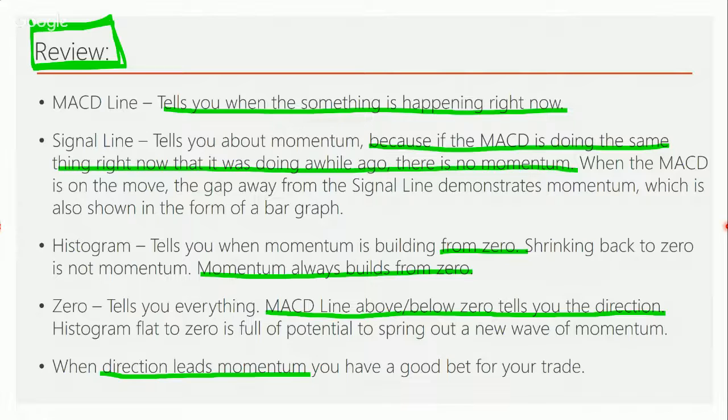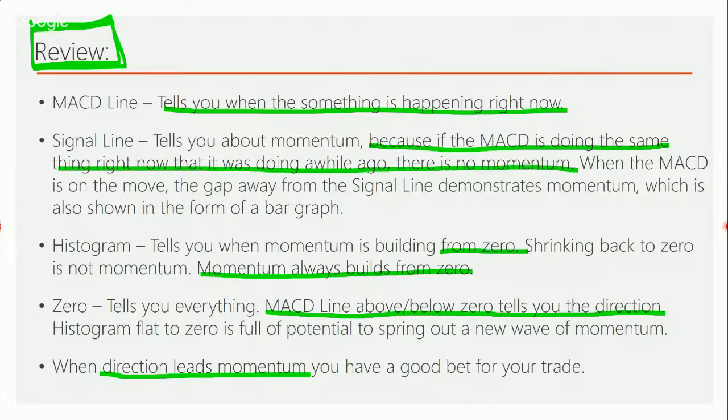It could be a lot of different things, but it's not momentum, and so it's really useful to be able to know the difference. The zero level tells you everything. MACD line above zero tells you that the overall direction in the market is up. MACD line below zero tells you that overall direction in the market is down. And when histogram bars are flat to zero, it's full of potential.